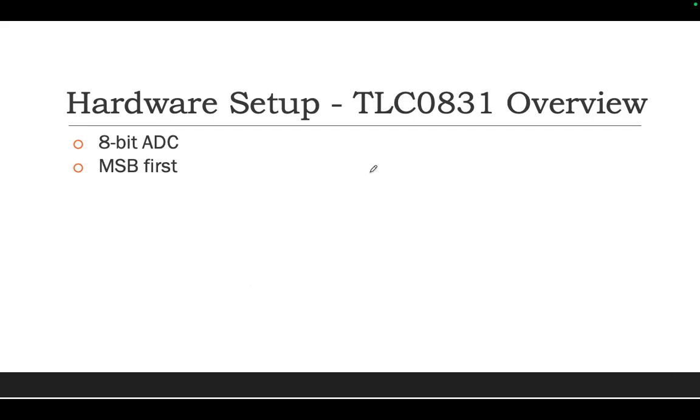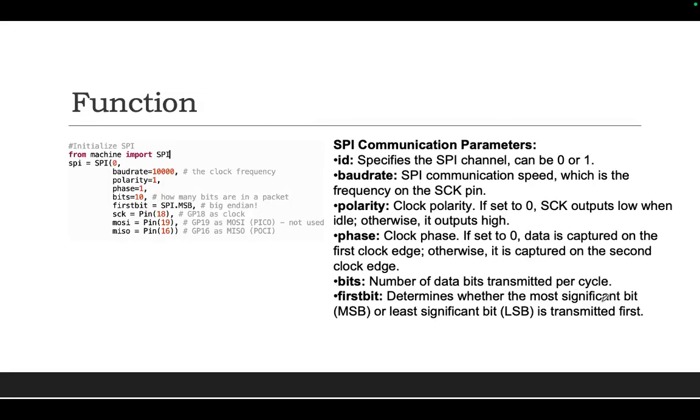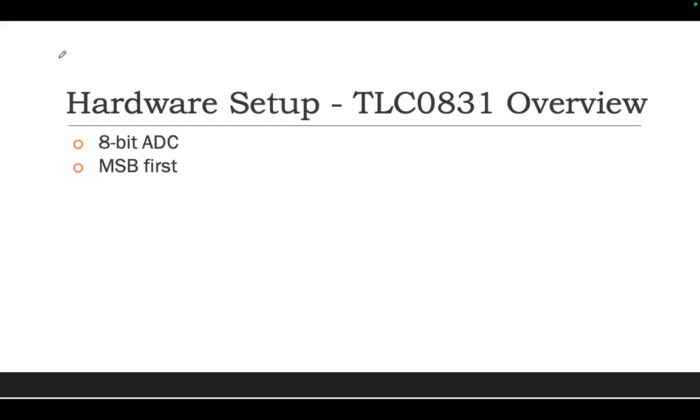What is MSB? Most significant bit. It will read the higher bit first, and then step by step, one by one, so you need to pay attention to that. Also, the max clock is 400 kilohertz. This is very important.